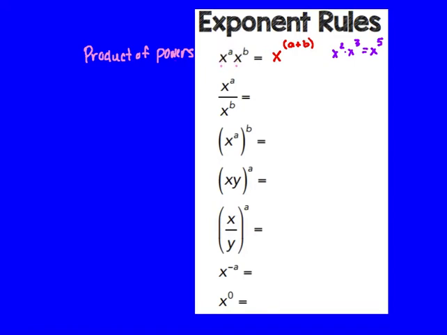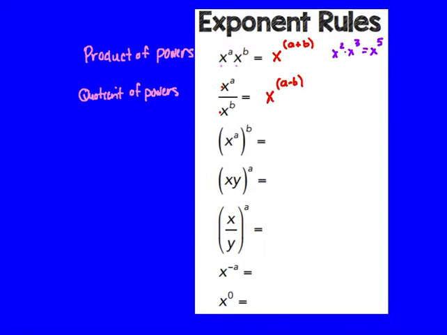So my next rule is very similar, except it's the quotient of powers. Okay, so when I have the quotient of powers, instead of repeating the base and adding the exponents, I'm going to repeat the base. Now notice that these bases are the same, but I'm going to repeat the base and I'm going to subtract my exponents.